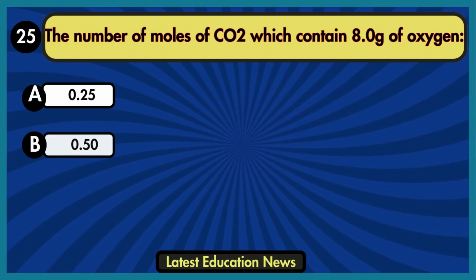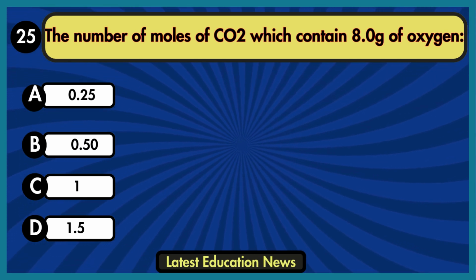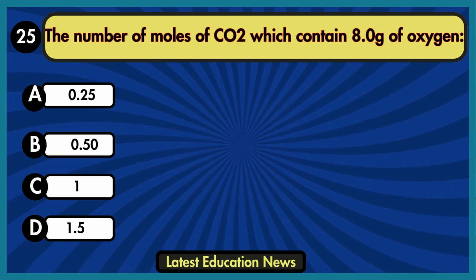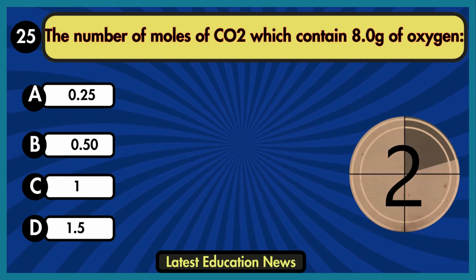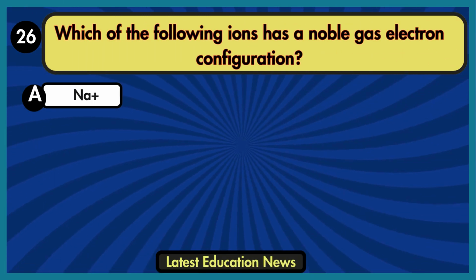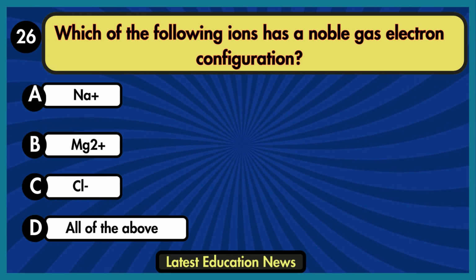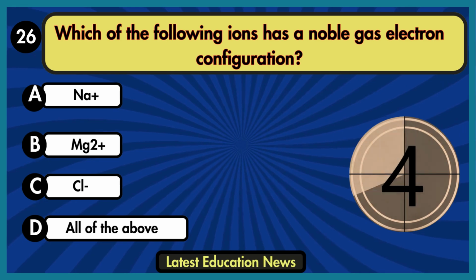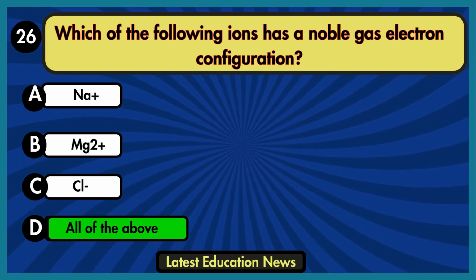The number of moles of CO2 which contain 8.0 g of oxygen: A. 0.25, B. 0.50, C. 1.0, D. 1.50. The correct answer is option A, 0.25 moles. Which of the following ions has a noble gas electron configuration? A. Na+, B. Mg2+, C. Cl-, D. all of the above. The correct answer is option D, all of the above.